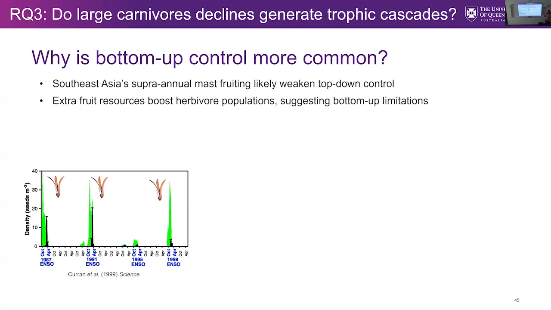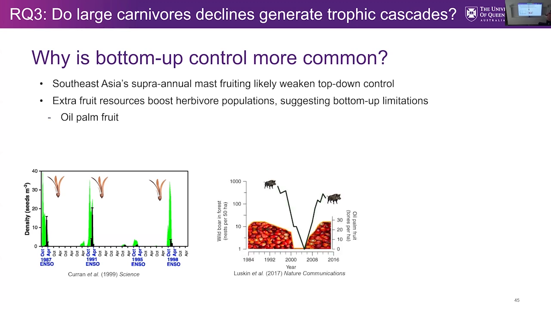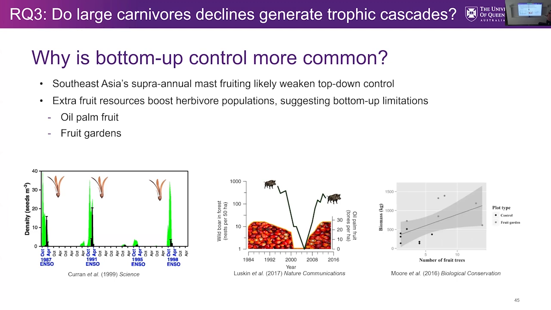Similarly, we know extra food resources boost herbivore populations, suggesting strong bottom-up limitations. As discussed, we already have evidence from oil palm and wild boar populations. We also know prey biomass increases near fruit gardens in Peninsular Malaysia as well.